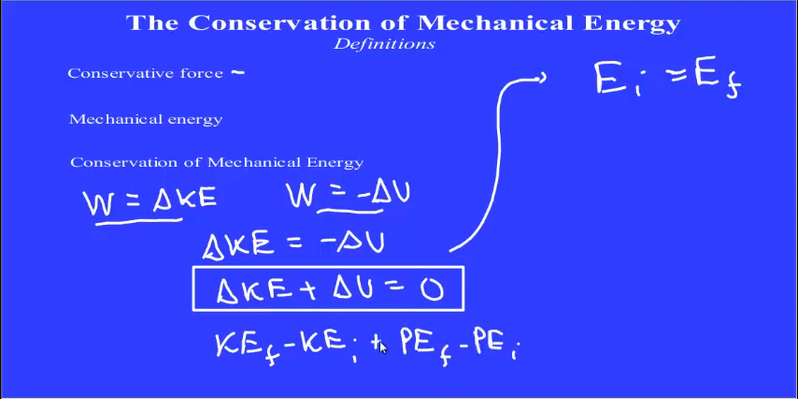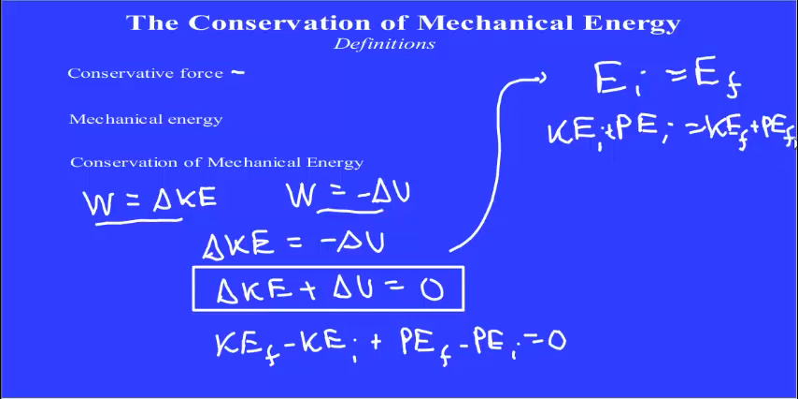So you can actually rearrange these in the following way. You can write KE initial plus PE initial. It's just different ways of writing the same thing, whatever makes the most sense to you. But you want to get used to all these different expressions and realize that they're the same thing.